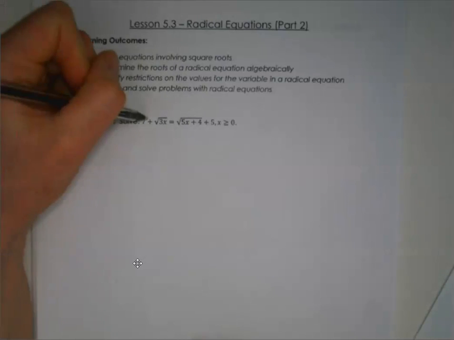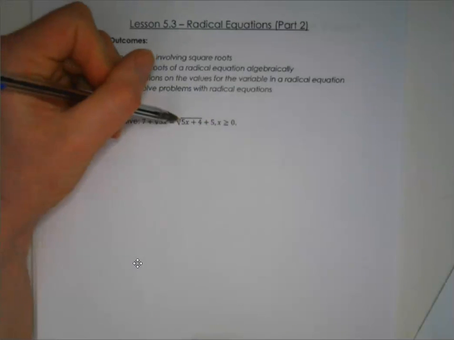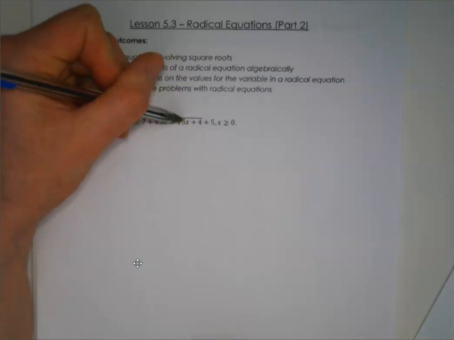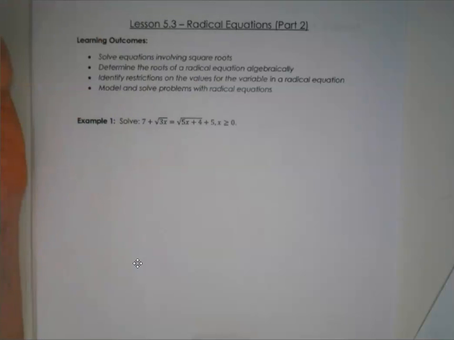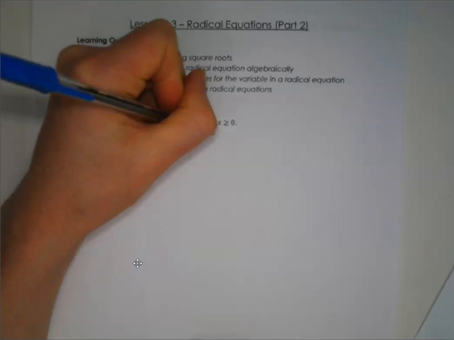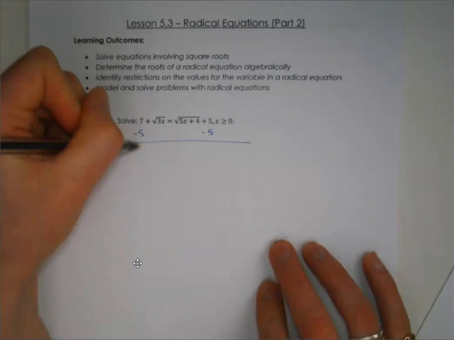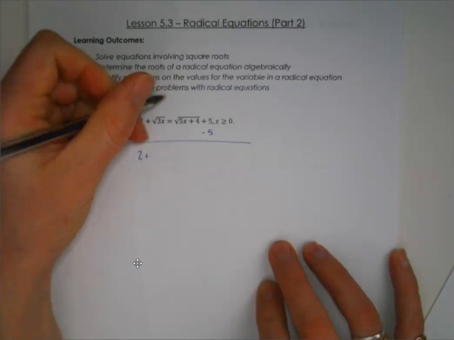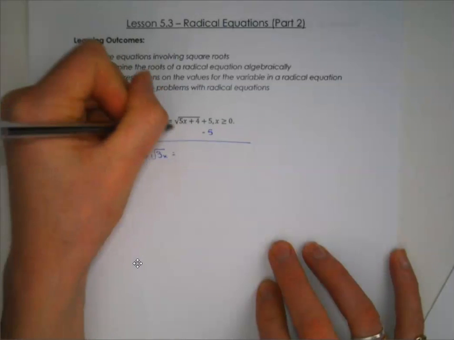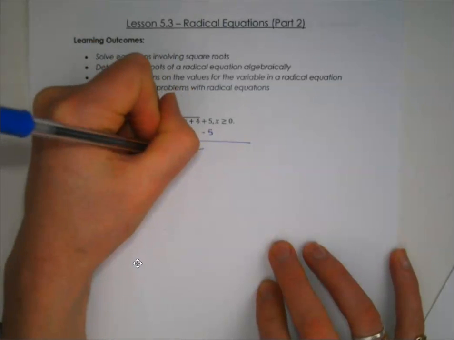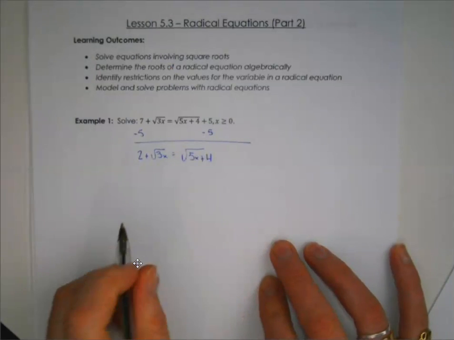Usually you want to try and isolate the more complex radical. So 5x plus 4 is more complex than 3x, so I'm going to isolate that one by subtracting 5 from both sides. So 7 minus 5 gives me 2 plus root 3x is equal to root 5x plus 4. The 5 is subtracted off there, so we're left with this.